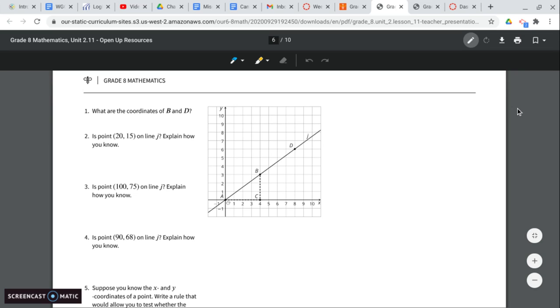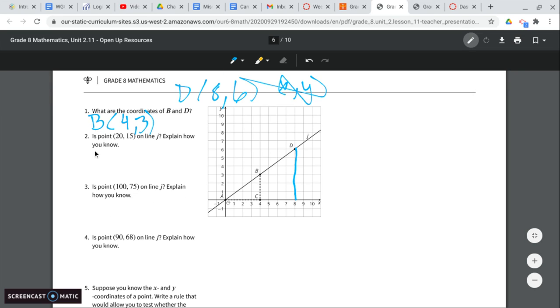Lesson 11. So what we're looking at on lesson 11 is writing equations for lines. So with that, we need to know what slope is. So that's why we're doing these together. So line J is shown in the coordinate plane. What are the coordinates of B and D? So if we look, we went over 4 and up 3. So B is 4, 3. And D, we went all the way over here to 8 and then up to 6. So D is 8, 6. We always label them in XY form.